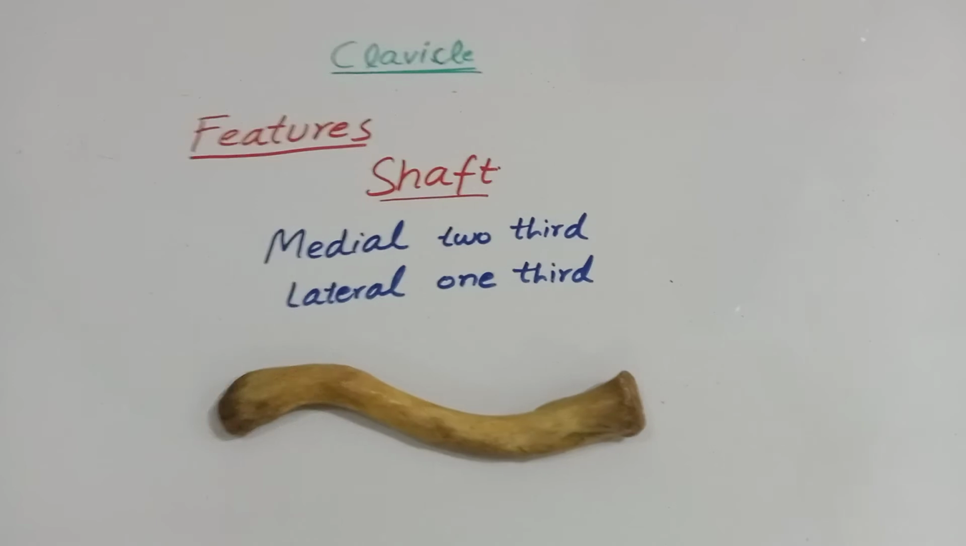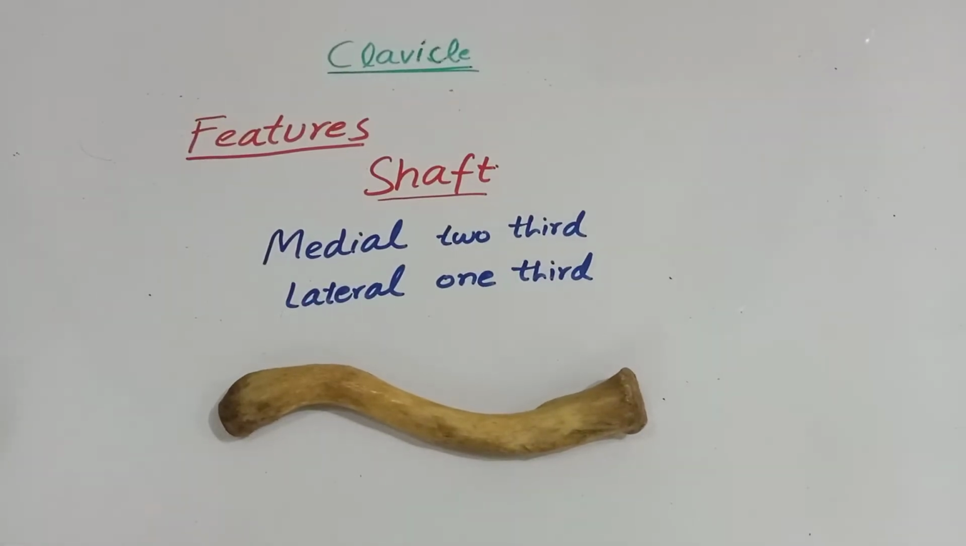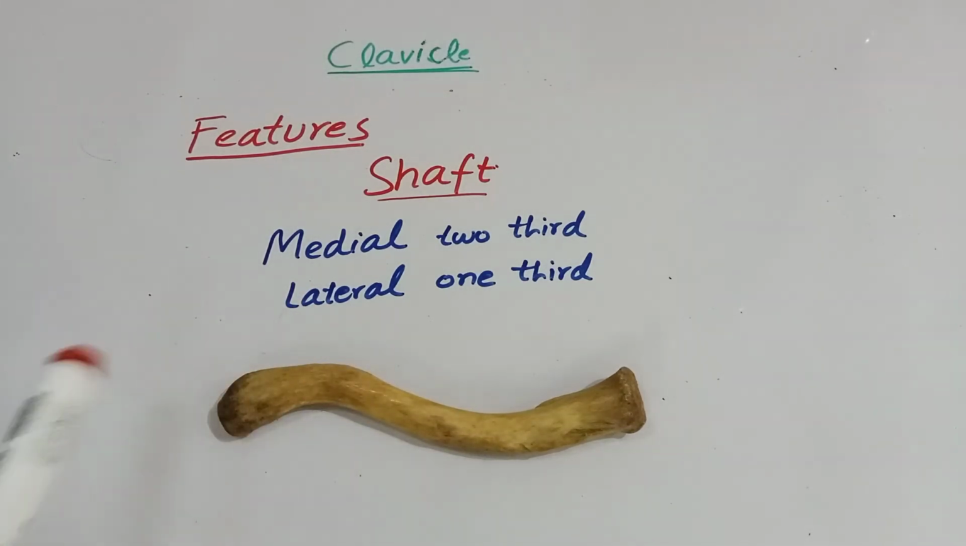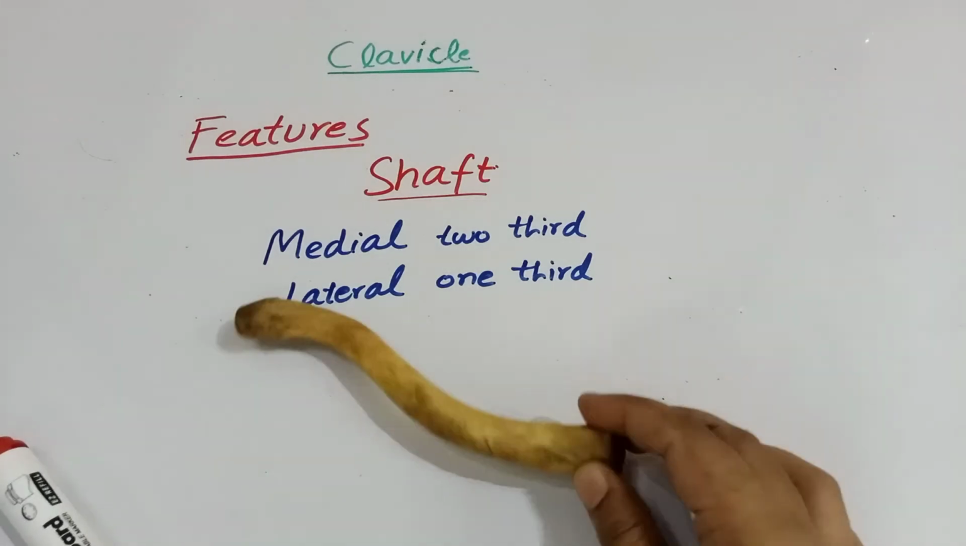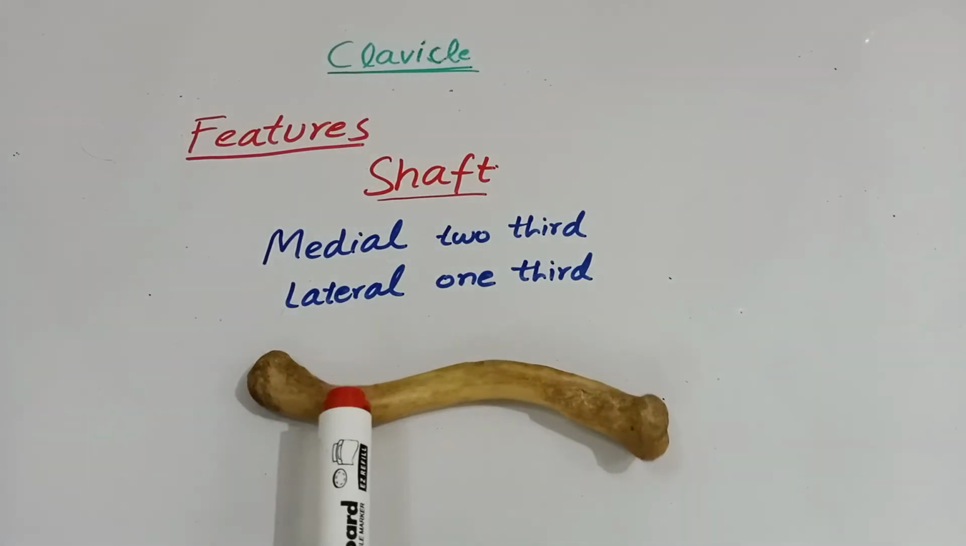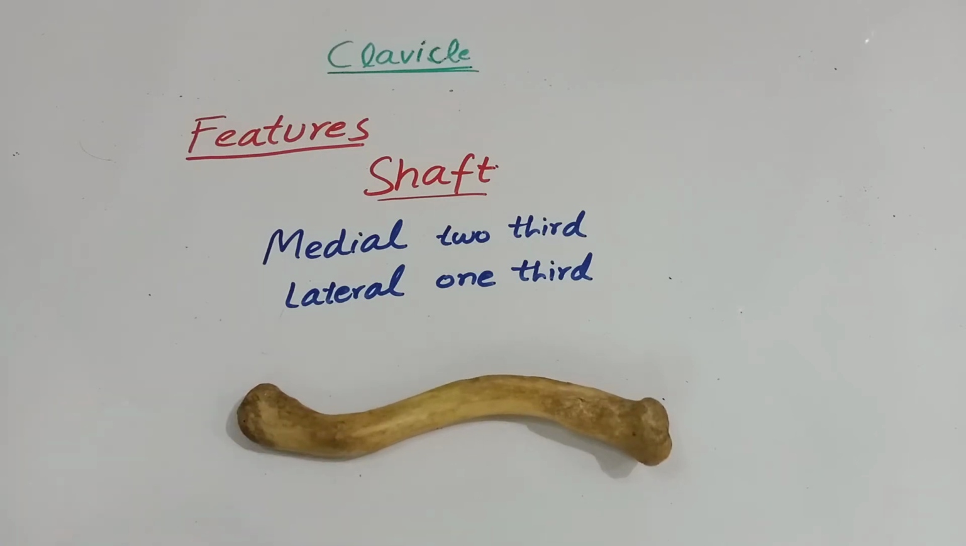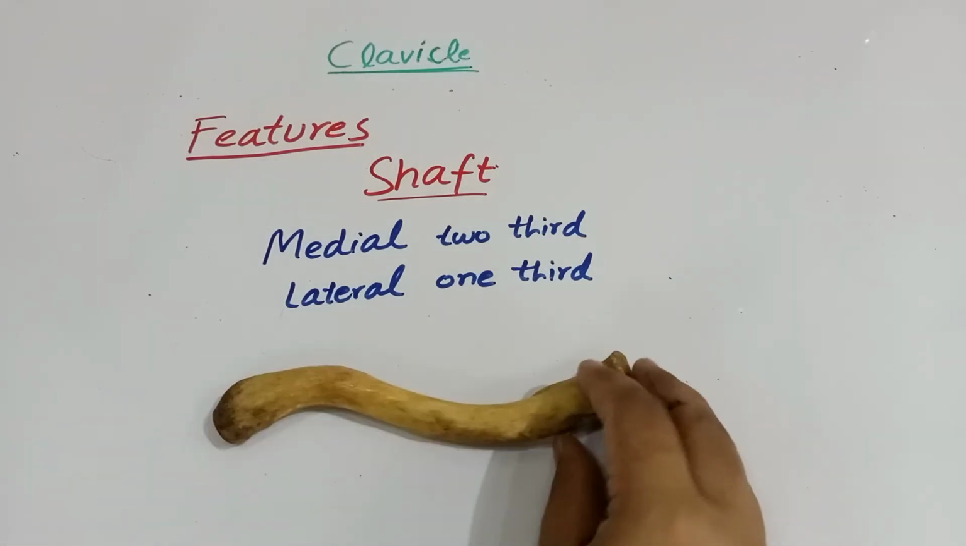So the two borders, the anterior border and the posterior border: the anterior border is concave forward and the posterior border is convex backward. The superior surface is subcutaneous, so we can feel it. The inferior surface has an elevation which is called the conoid tubercle and a ridge which is called the trapezoid ridge. This is the lateral 1/3 part.